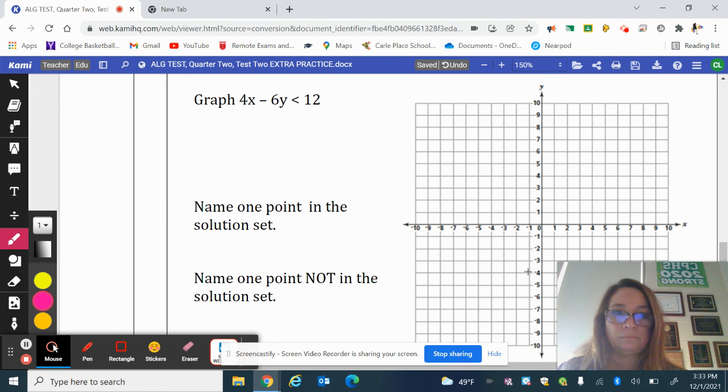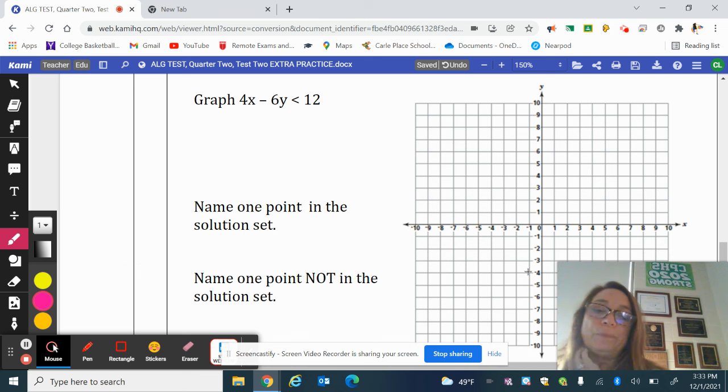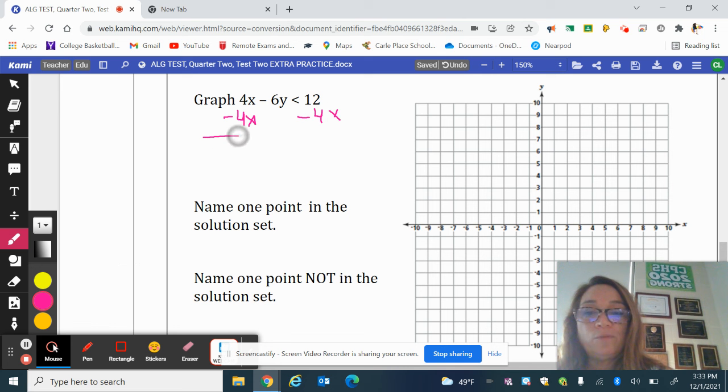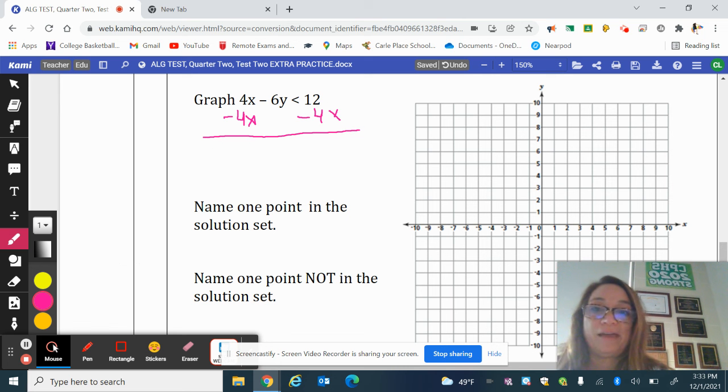Okay. So I'm graphing this inequality, and one of the first things that I would want to do is put it in that y equals mx plus b form, slope-intercept. So I'm going to move the 4x by subtracting. The opposite of adding is subtracting.